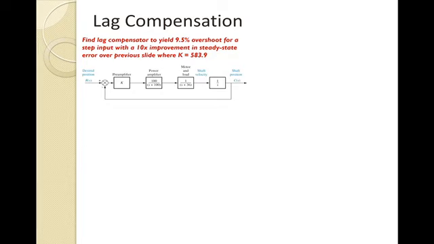So given that system, here's the system we have from the previous slide. We now want to build a lag compensator for that system to get the same overshoot here for a step input. But now what we want to do is get a 10x improvement in the steady state error over the previous slide. And again, the previous slide, we had that gain associated with it.